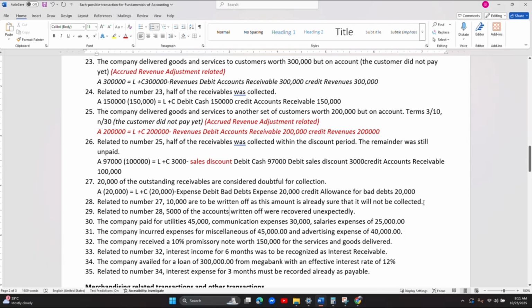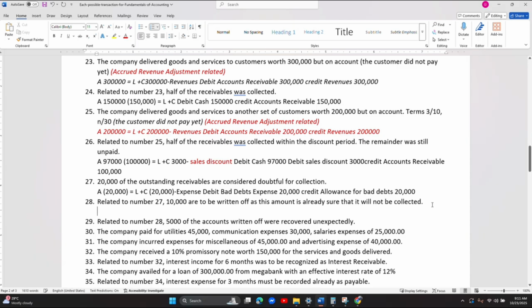Now let's go to number 28. Related to number 27, 10,000 are written off as this amount is already sure that it will not be collected. Writing off is actually the result of being so sure that the accounts receivable will never be collected. Okay? So, if this 20,000 in number 27 is only doubtful, this will be the analysis. And these are the entries here. Bad debts expense, 20,000, and allowance for bad debts, 20,000. But if you are sure, this will happen.